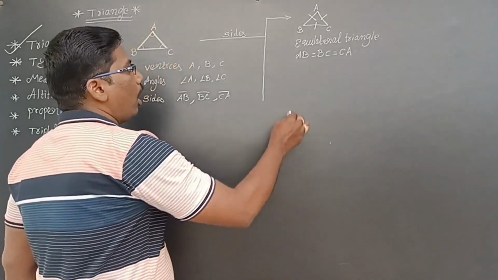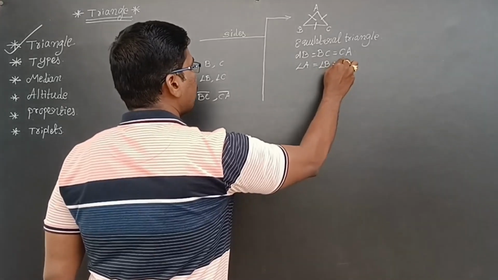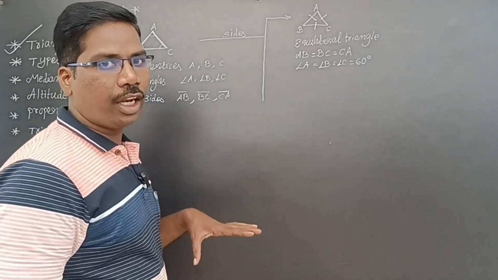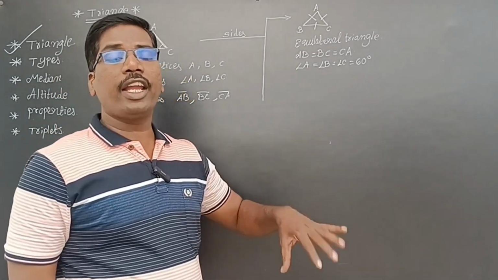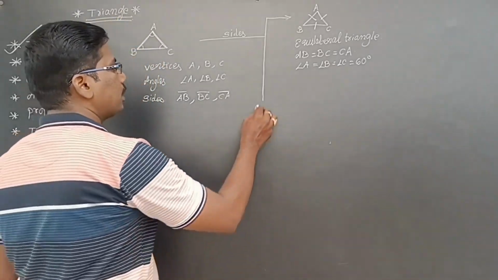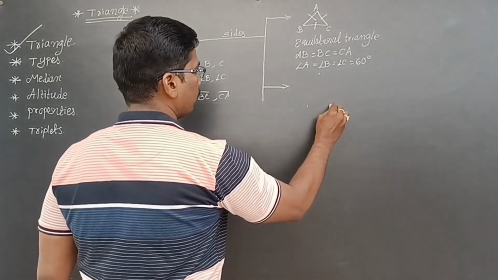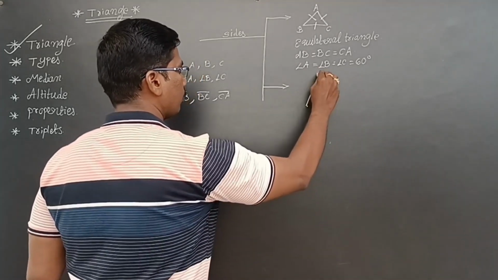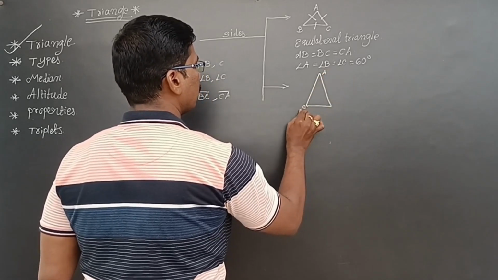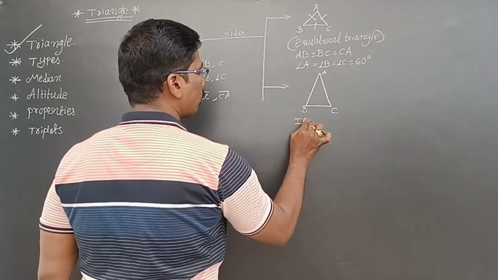And also, all angles are equal. Angle A is equal to angle B is equal to angle C, equal to 60 degrees. So every angle is 60 degrees. In an equilateral triangle, all sides are equal and all angles are equal. A triangle in which all sides are equal is called an equilateral triangle. And the second one is the isosceles triangle.